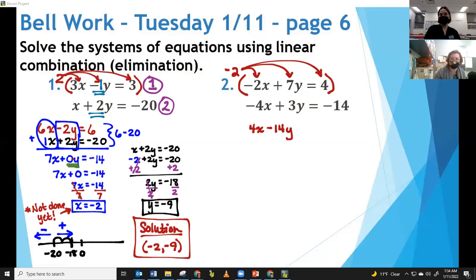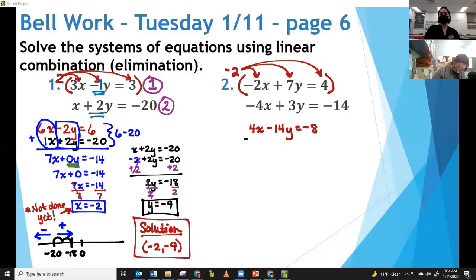And what about the 8? Will that be a positive or a negative? That will also be negative. Thank you, Alex. I saw yours as well. So 4x minus 14y equals negative 8.